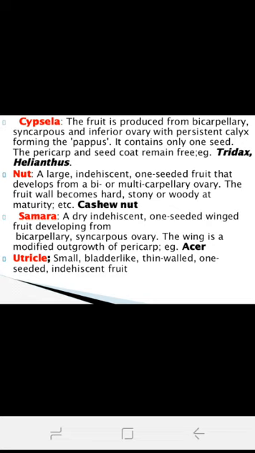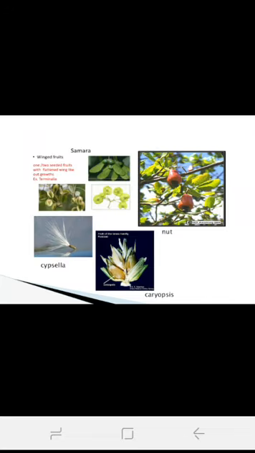Then Samara, another indehiscent fruit. It's a winged fruit that developed from a bicarpellary syncarpous ovary. The wing is a modified outgrowth of the pericarp. Acer is a very good example of Samara. Then utricle, a very small, bladder-like, thin-walled, one-seeded, indehiscent fruit. It is observed in the smallest plant, Wolffia. So, Cypsela, nut, Samara, utricle, Akene and Caryopsis are indehiscent fruits.